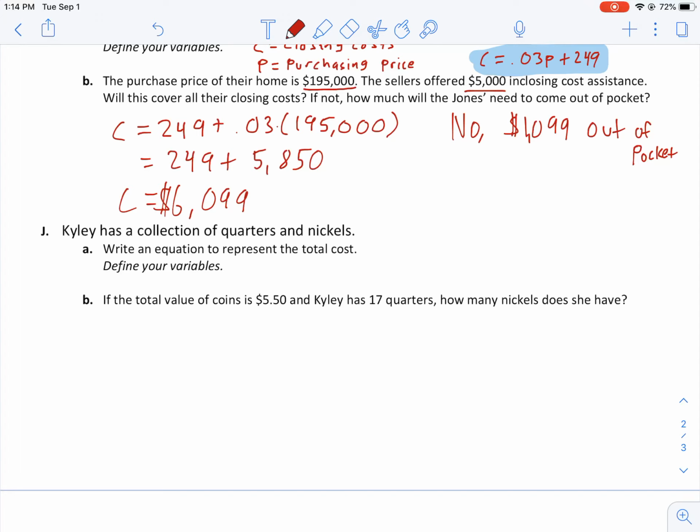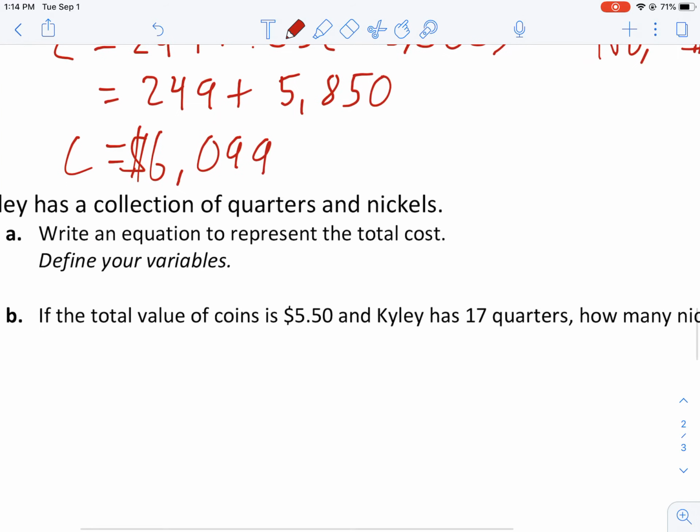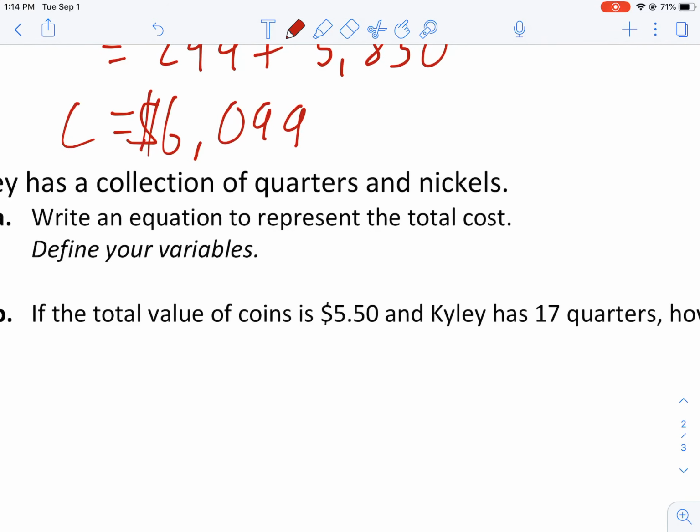Last problem says Kylie has a collection of quarters and nickels. Write an equation to represent the total cost. She has a bunch of quarters, a bunch of nickels. We don't know how much of which. So again, we're going to define our variables. We don't know how many quarters she has, so I'm going to make quarters Q. We also don't know how many nickels she has, so I'm going to make nickels N.